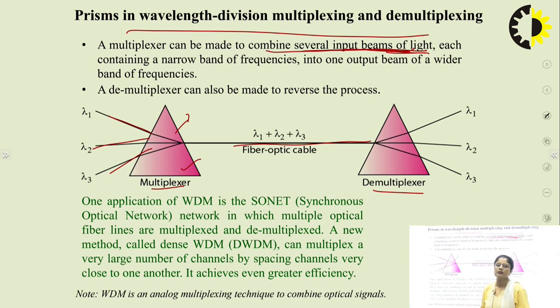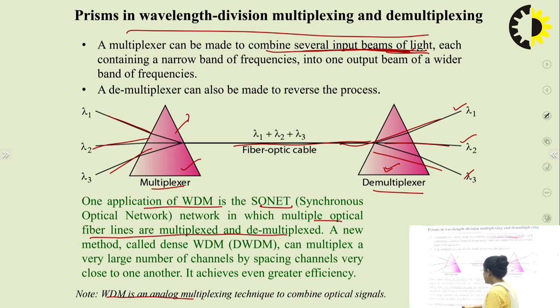Conceptually, it is very similar to frequency division multiplexing, which we have just learned, but our focus here is on light signals. And the demultiplexer just does the reverse. Instead of combining, it splits up the higher band of frequency into its components, which are made up of comparatively narrower bands of frequency. One application where wave division multiplexing is used is SONET, which stands for Synchronous Optical Network, where multiple optical fiber lines are multiplexed and demultiplexed.